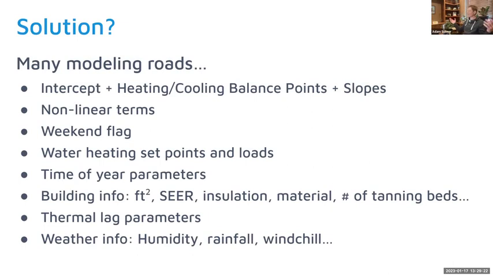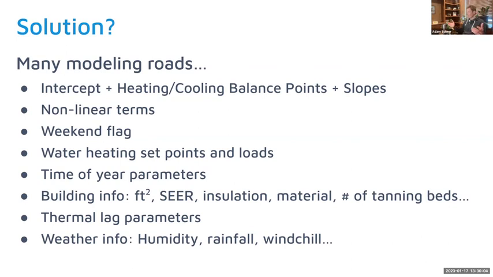There's a whole bunch of things that we could add to a model. Right now we have an intercept with heating and cooling balance points and slopes, and obviously we can add week and weekday awareness. We can add seasonal flags. But why stop there? We could add additional weather data. Humidity may very well affect energy consumption, wind chill, or how about building information like what's the SEER rating of the air conditioner, or what's the thickness of the insulation, or water heater characteristics, nonlinear terms. There's a whole bunch of roads we could take in formulating a model.